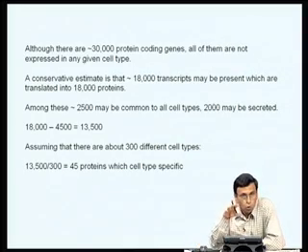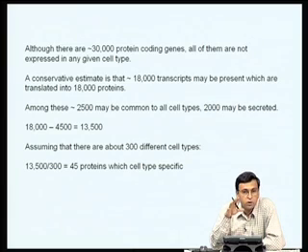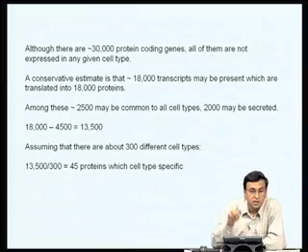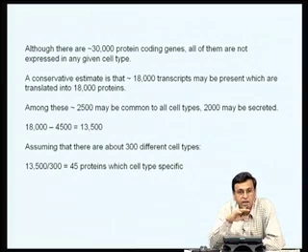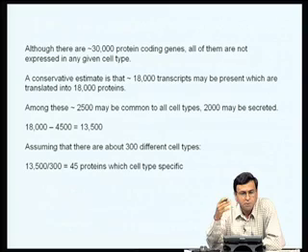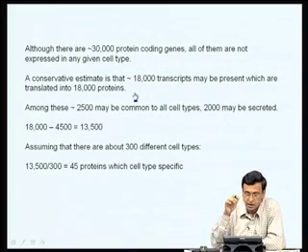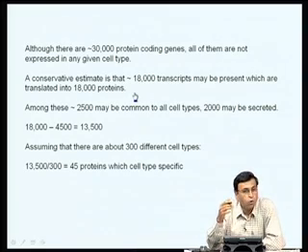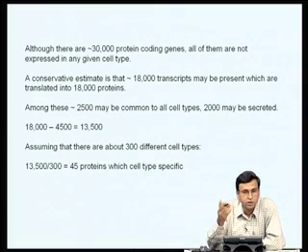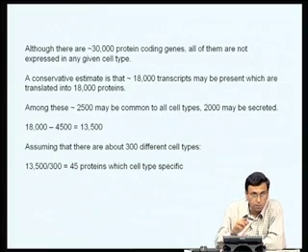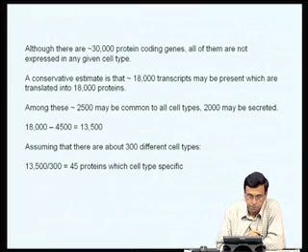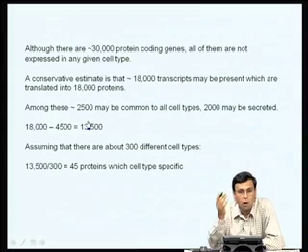So if you now look at these about 30,000 protein coding genes, that is the estimate in the case of the human genome. All these 30,000 protein coding genes are not expressed in any given cell type, and it is estimated that about 18,000 transcripts may be present, and therefore these 18,000 transcripts may be translated into about 18,000 proteins. This is the approximate estimate of the average number of transcripts that may be present in a given cell type. Now among these 18,000 proteins, about 2,500 may be common to all cell types.